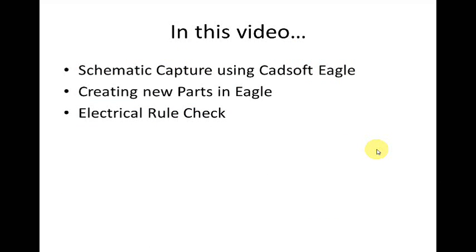So what's going to happen in this video is that we're going to do this first part, which is the schematic capture using CADSoft Eagle. So this assumes that we have a circuit that we've already prototyped, we've verified that it works, we've done the breadboarding, all that kind of stuff, and we're ready to capture that schematic in the CADSoft Eagle software. We're also going to look at creating new parts in Eagle and what that involves and do an electrical rule check. Videos that follow this will do the printed circuit board layout and the design rule check.